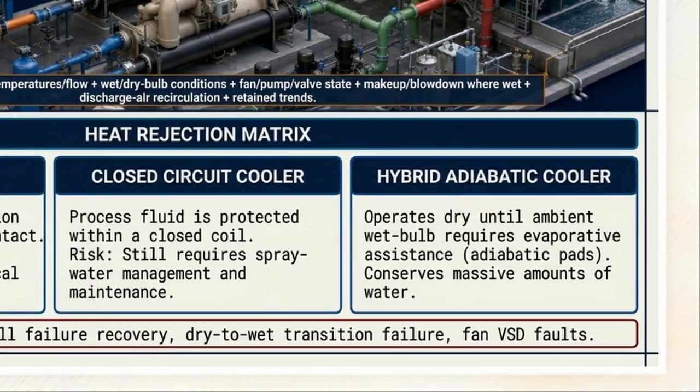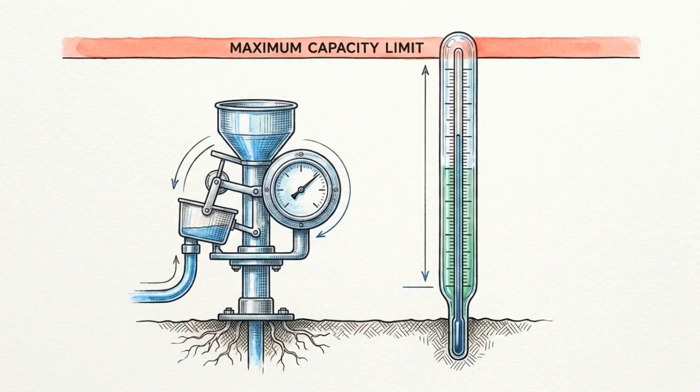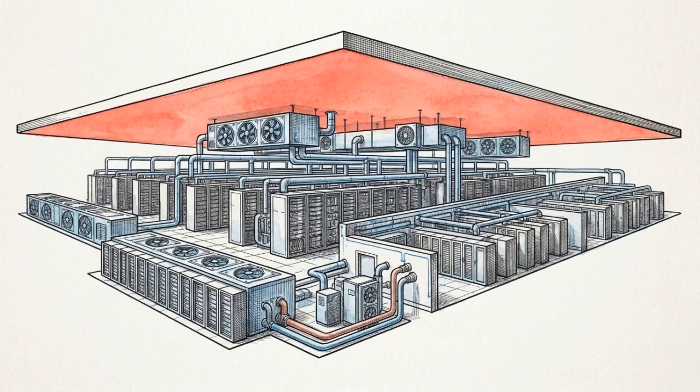They operate dry to conserve water, only deploying evaporative wetting pads when ambient wet bulb temperatures spike and force the system to seek evaporative assistance. Because evaporative cooling is bound by atmospheric physics, the highest historical wet bulb temperature of the local region establishes the absolute heat rejection floor. That meteorological metric ultimately determines the total safe megawatt capacity for the entire data center.